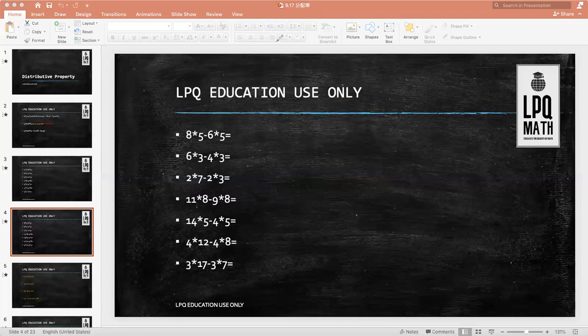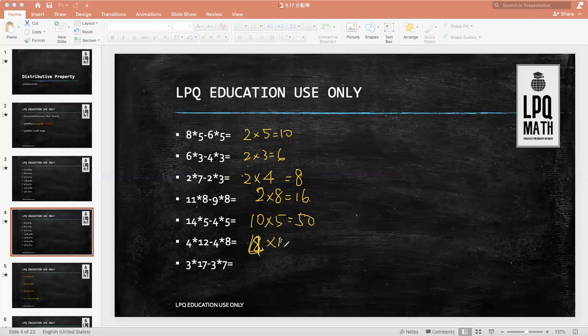Okay, let's take a look at the next set of questions. Everybody, pause and take a look. Ping Ping, do you want to try the first question? 8 minus 6 equals 2, 2 times 5 equals 10. 6 minus 4 equals 2, 2 times 3 equals 6. 7 minus 3 equals 4, 4 times 2 equals 8. 11 minus 9 equals 2, 2 times 8 equals 16. 14 minus 4 equals 10, so 10 times 5 equals 50. 12 minus 8 equals 4, 4 times 4 equals 16. 17 minus 7 equals 10, 10 times 3 equals 30.